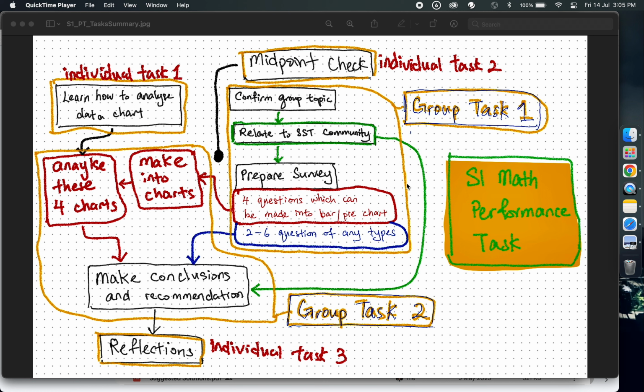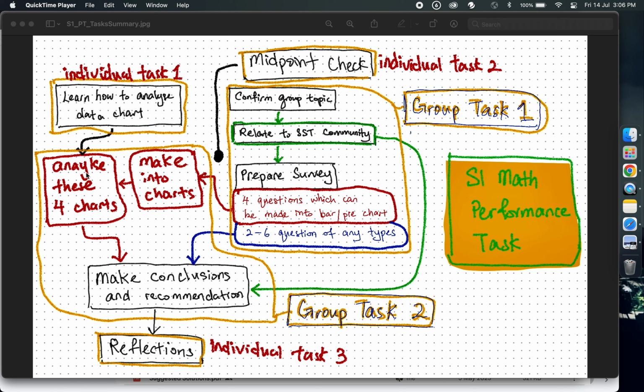So you need to have 4 of them. And you can actually have other questions, right? 2 to 6 questions of any other types, asking people to key in their opinion. This allows you to think a little bit more and to make your report and your conclusions, right? So now from here you can see my arrows are the 4 questions that you are going to collect the quantitative data for. You are supposed to make them into charts, right? Bar chart, pie chart, or line chart.